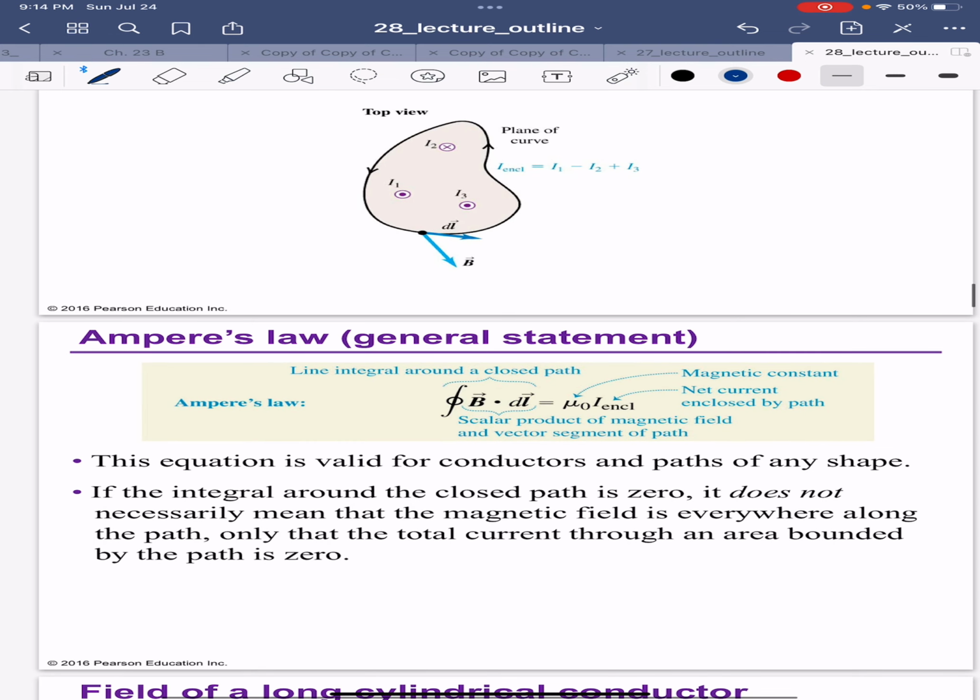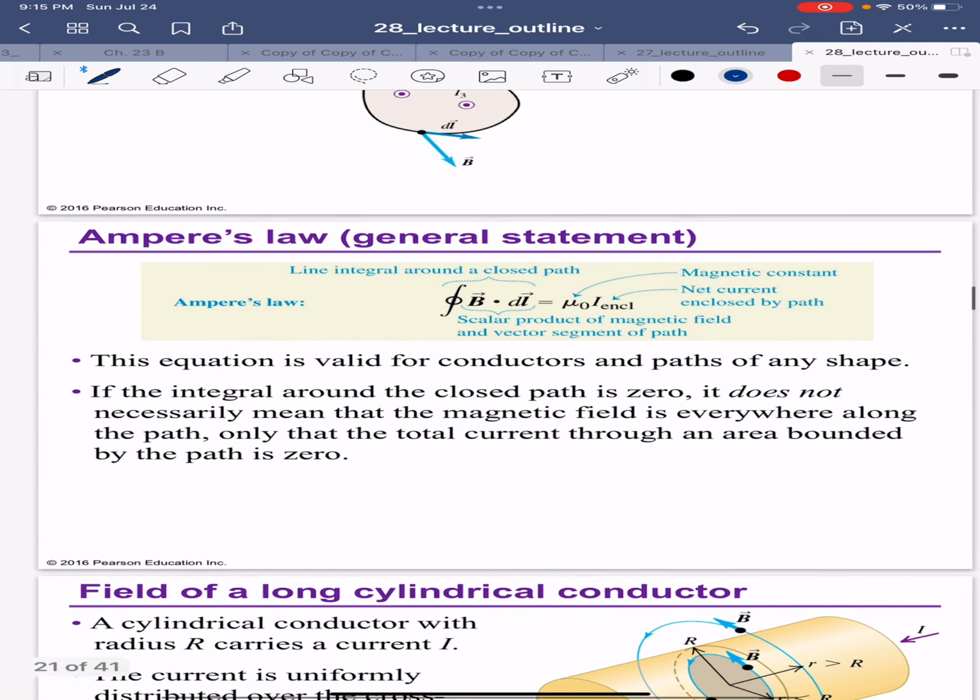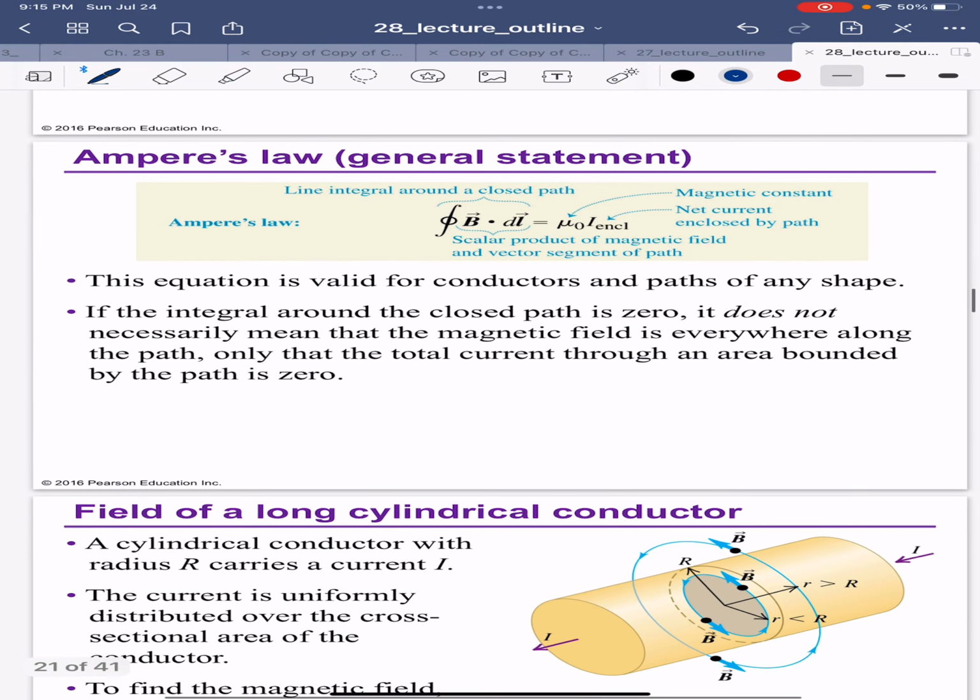Ampere's law, this equation, is valid for conductors and paths of any shape, and it says the line integral around a closed path of B dot dl is going to be equal to mu 0 times I enclosed, and we can use this to calculate the magnetic field of conductors.